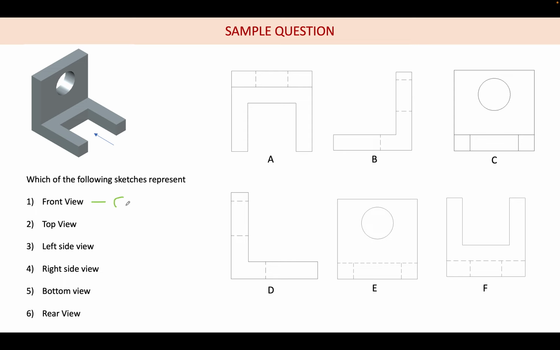Yes, correct. C is the answer, because the circle will be visible, and in the second case these edges will also be visible. So it is a thick, continuous line. So this is your answer. Top view, can anybody tell which option? A. Yes, sir. A. Okay.